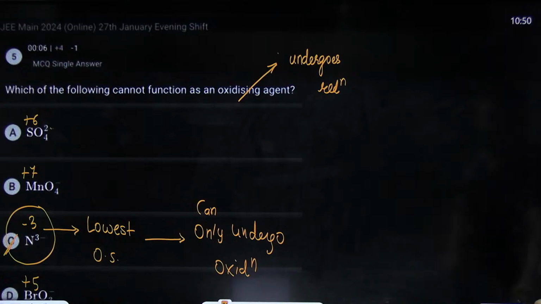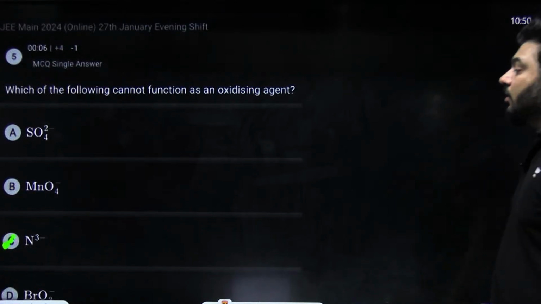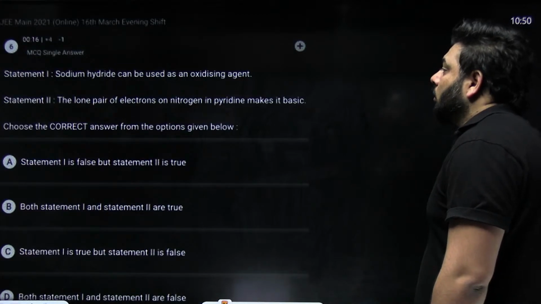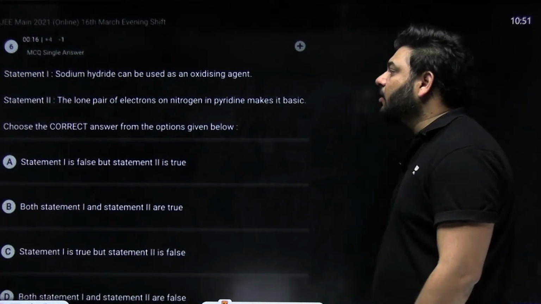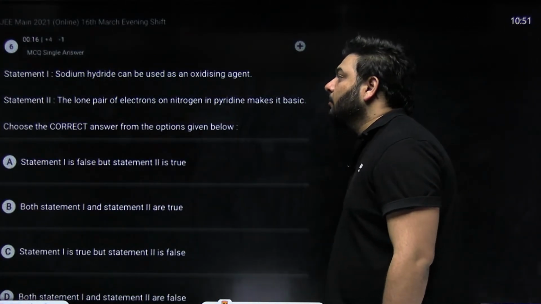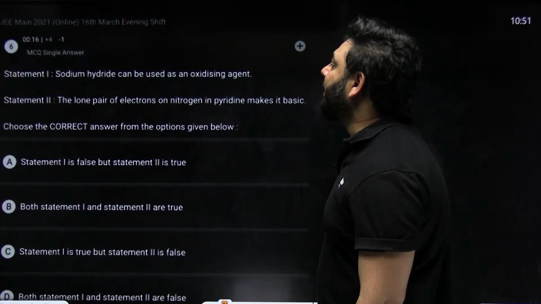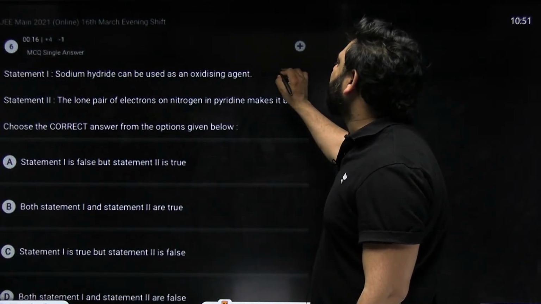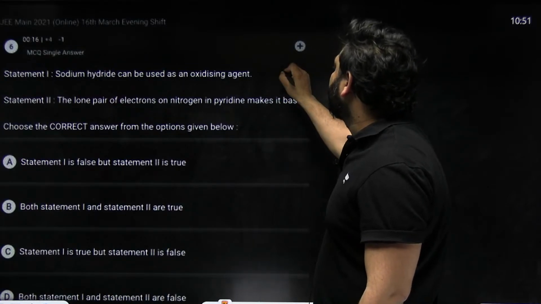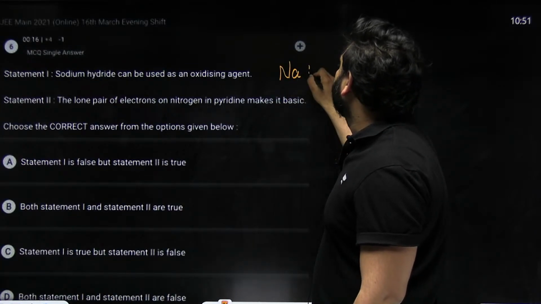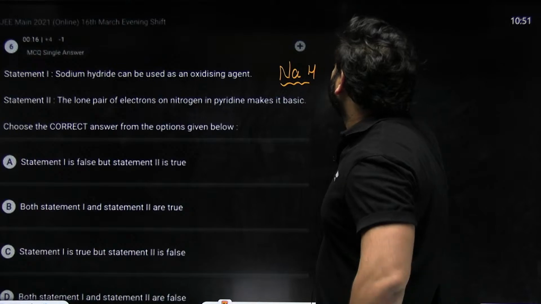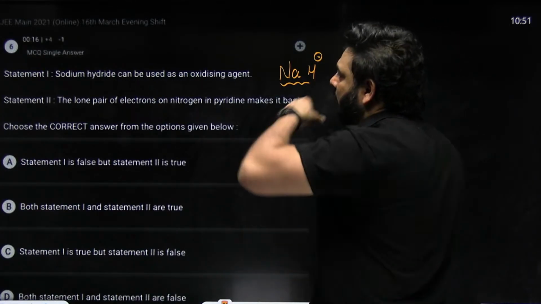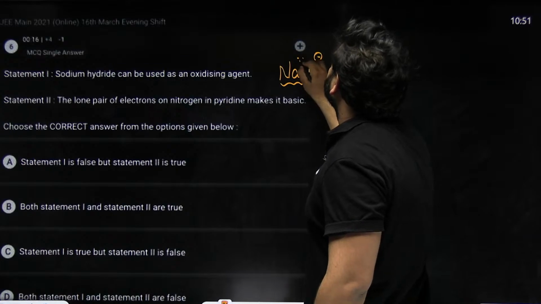Now we'll come to the next question from here. The very next question is simple and says that we have two statements. We have to find out which one of them is correct and which one is not. Sodium hydride, NaH, can be used as an oxidizing agent? No, it's a reducing agent, by the way. Okay, let me see. Sodium hydride, NaH. So guys, it is like this: Na plus, H minus.